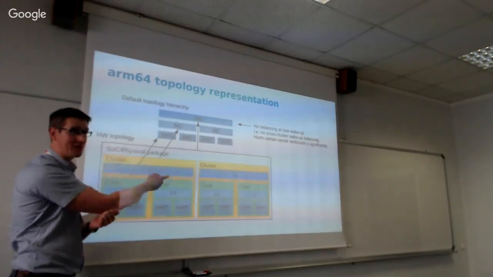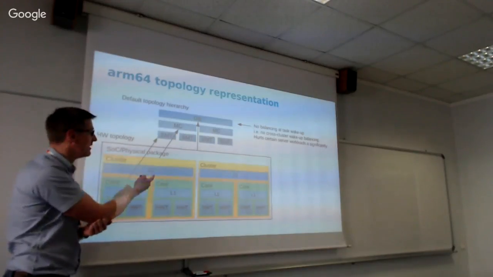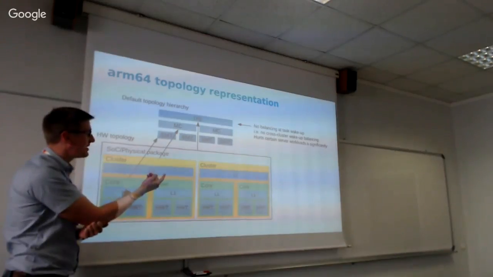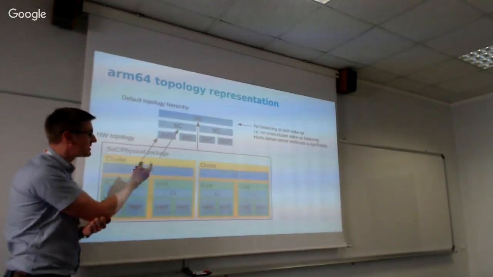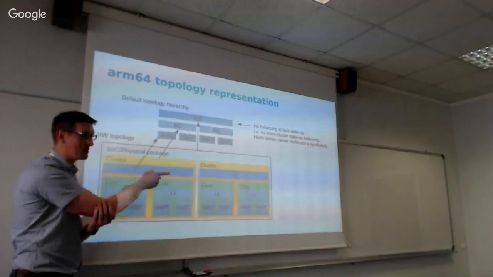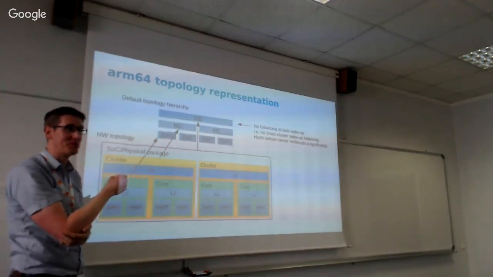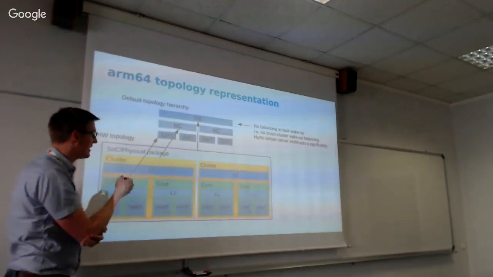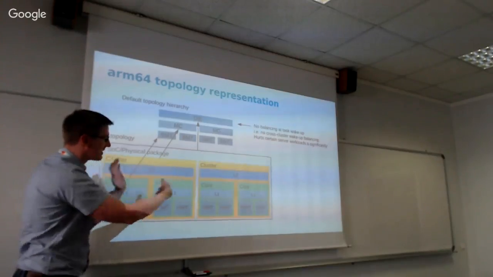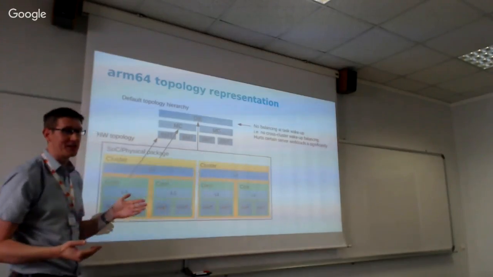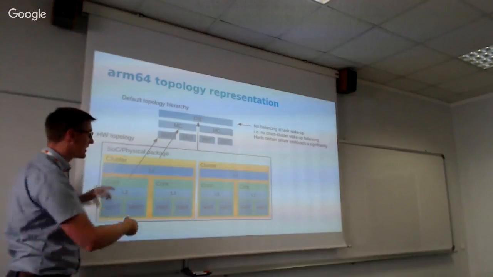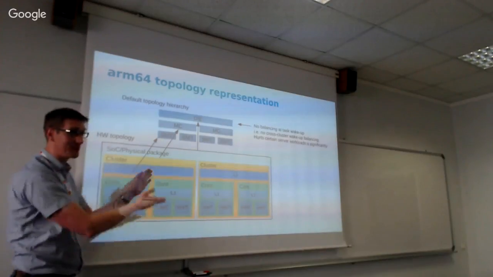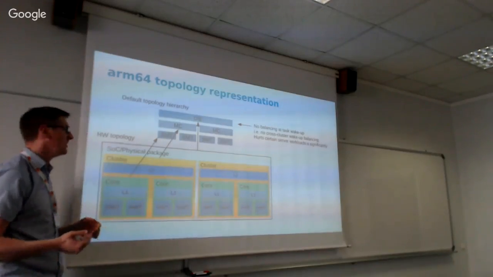But you can have multiple clusters in your system, which means that you don't necessarily have a last level cache to span the whole thing. And that's actually pretty normal in the mobile segment, that you have a level 2 for one cluster and a level 2 for a second cluster. So most of the big little systems you see in the market would have a last level cache for little CPUs and a last level cache for big CPUs.